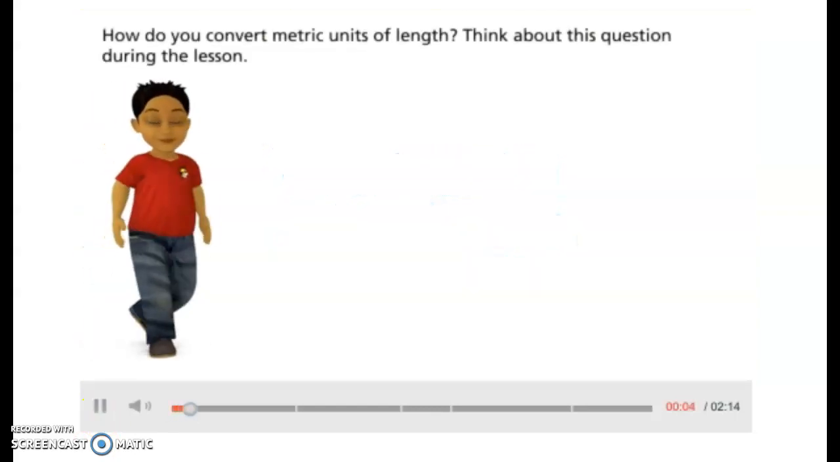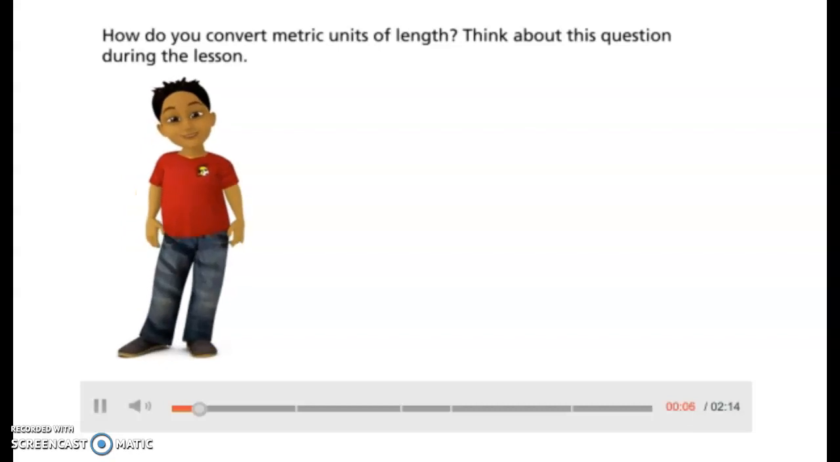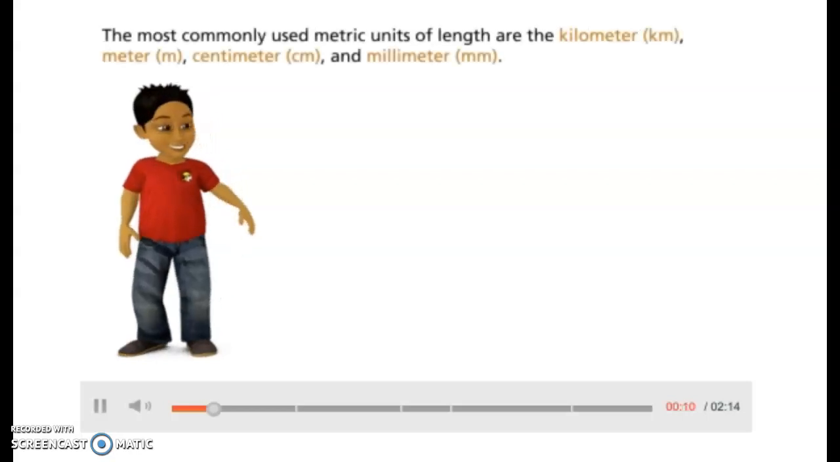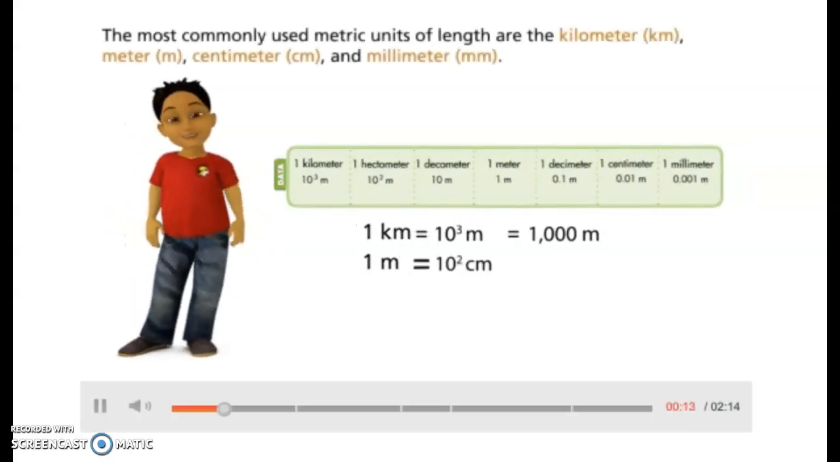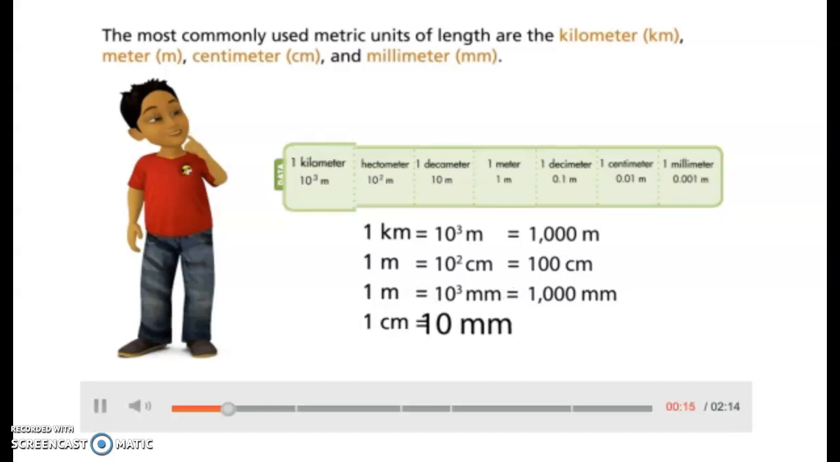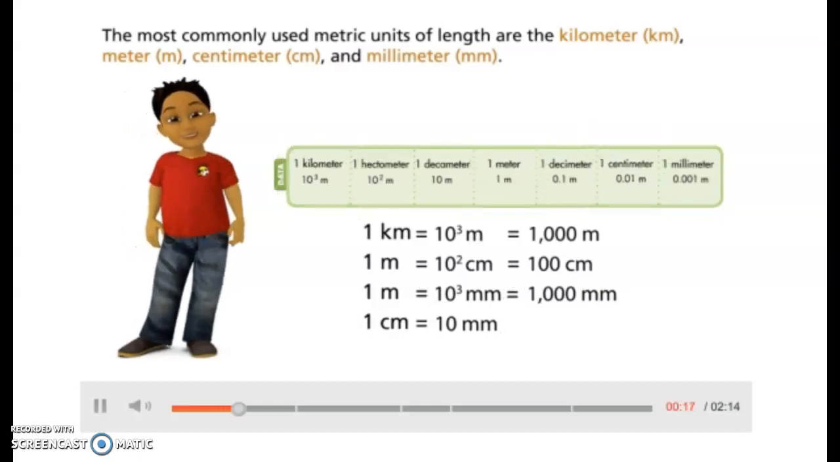How do you convert metric units of length? Think about this question during the lesson. The most commonly used metric units of length are the kilometer, meter, centimeter, and millimeter.